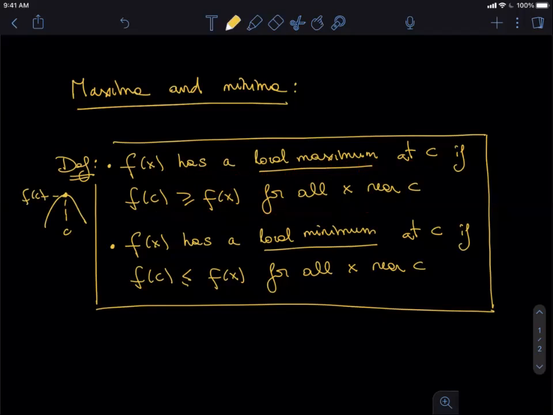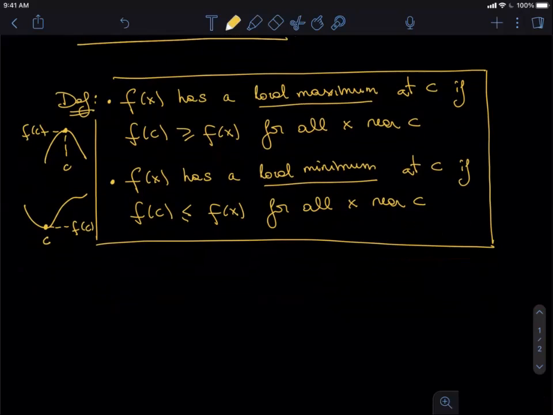We will have a local minimum if f of c is smaller than the value of f at points near c. Okay, so we can think about something like this. Here are point c, okay, and our value f of c. Okay, we can see that this value is smaller than the values of f around.